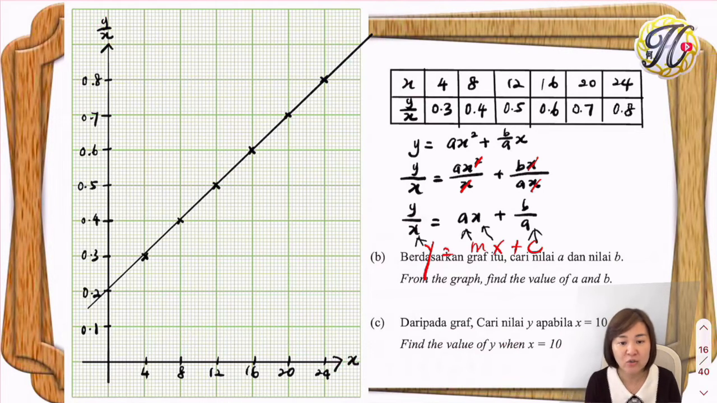Okay, so sekarang soalan seterusnya, from the graph, find the value of a and b. So nak cari nilai a dengan b. Nilai a di sini adalah apa? Nilai a di sini adalah m. Maka kita langkah seterusnya, kita cari m, iaitu dia punya kecerunan. The gradient of the straight line.